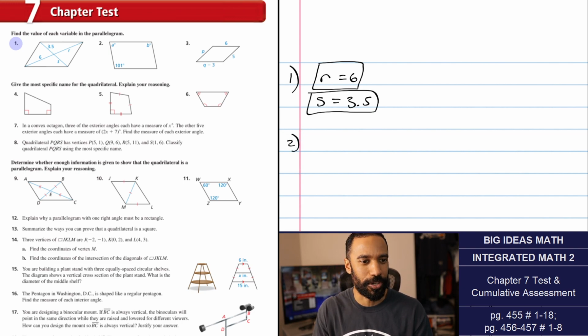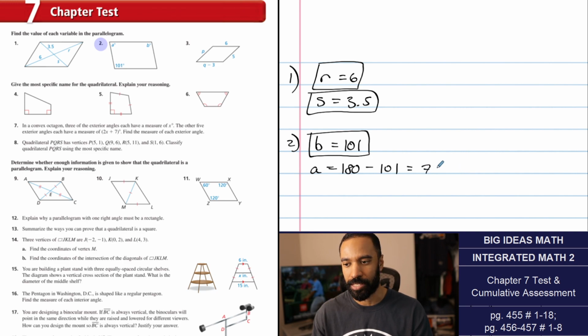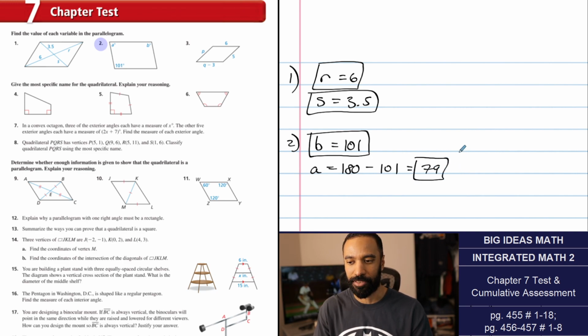Cool. Number 2. In a parallelogram, opposite angles are congruent, so B is going to be the same as this one, and A will be the supplement of that value. So B will be 101, A will be 180 minus 101, whether you do it from B or the 101 that's there, and that is 79.